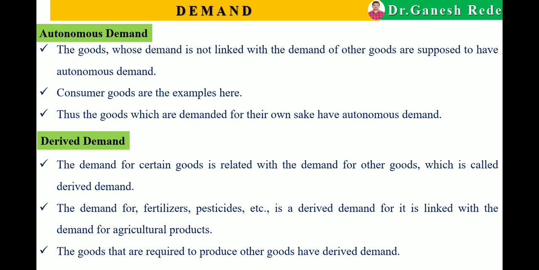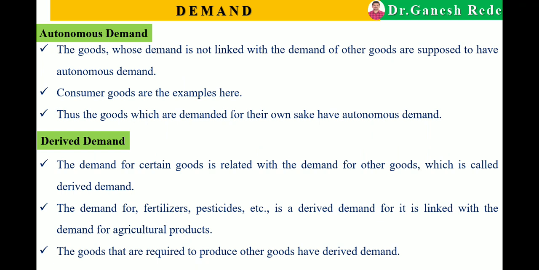Their demand does not depend on the demand of other goods. So those goods which are demanded for their own sake have an autonomous demand. Those goods which are utilized singly, individually, not in a pair, are the autonomous demand goods.